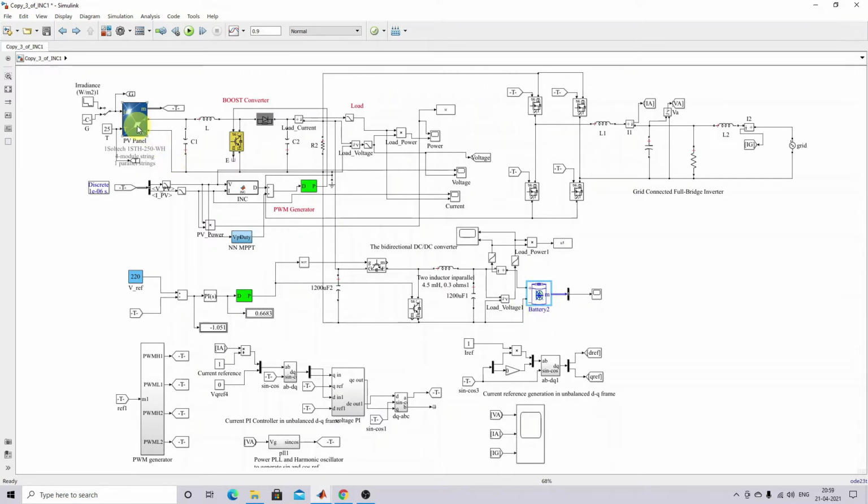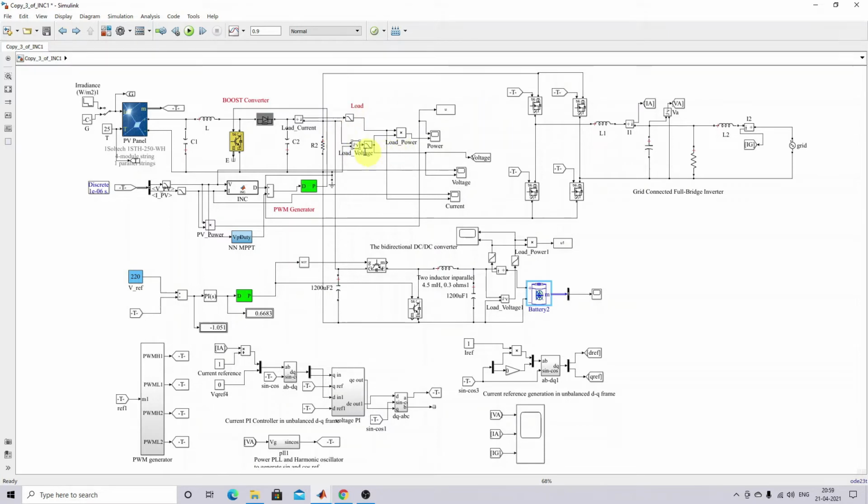So if the PV panel power is greater than the load power, then the battery is going to act in charging mode. If the PV panel power is less than the load power, during that time the battery is going to be discharged in order to supply the power. Okay. So here some simple voltage control is implemented.